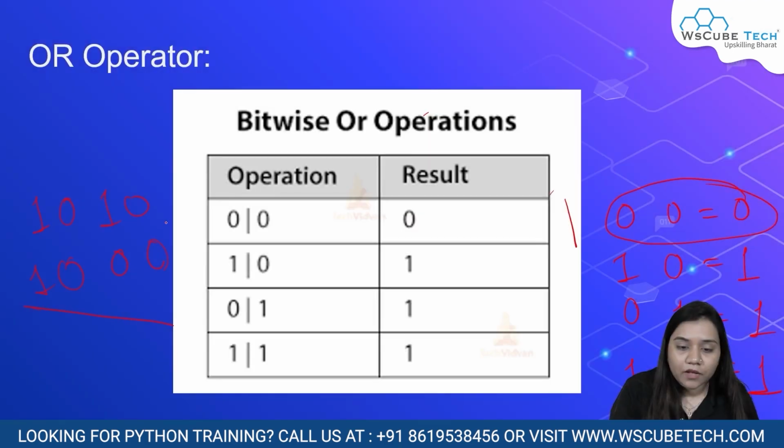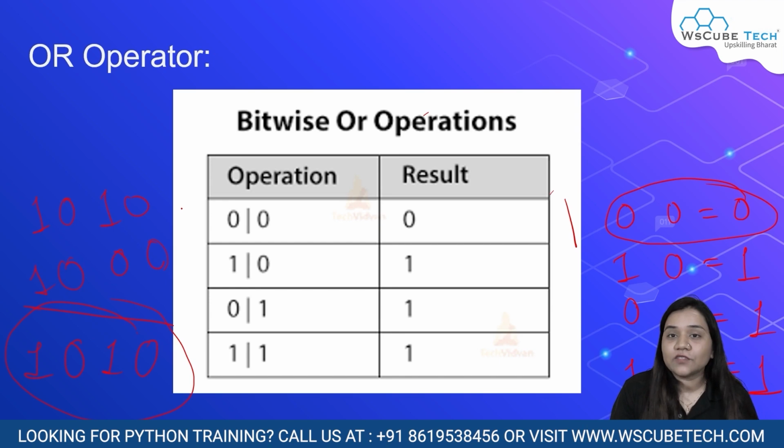So now if we apply the OR operation on this, 0 0 will give us 0, as we have seen in the first line. 1 0 will give us 1. 0 0 again will give us 0, and 1 1 will give us 1. So when we apply an OR operator on the binaries of 10 and 8, we will receive 10.